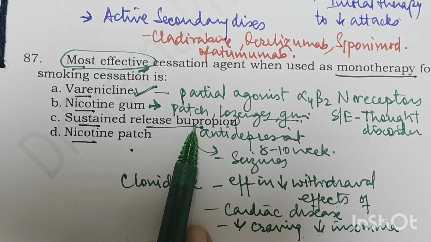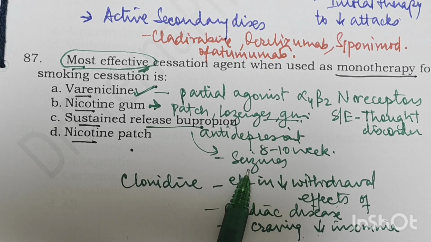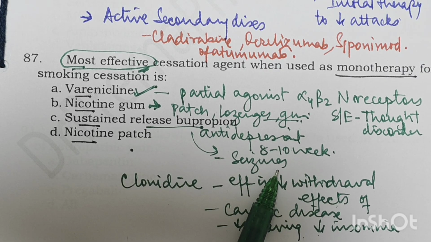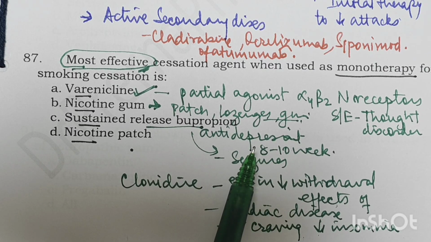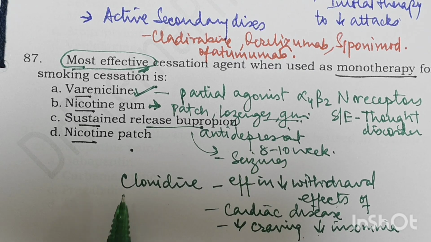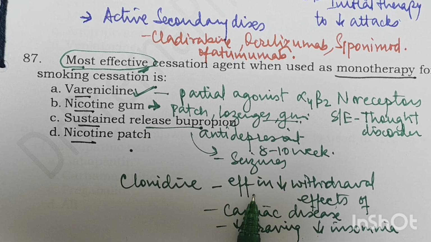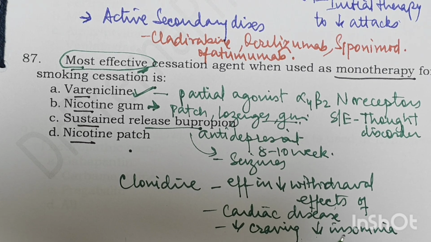Sustained release bupropion. Bupropion is an antidepressant drug and it is used for 8 to 10 weeks. Can result in seizures, CNS stimulation. The main effect of bupropion is to inhibit the reuptake of 5-HT, that is serotonin, norepinephrine and dopamine. Clonidine is found to be very effective in reducing the withdrawal effects of nicotine. It is better than nicotine chewing gums and it can be used in patients with cardiac diseases also and can reduce craving and can reduce insomnia also.